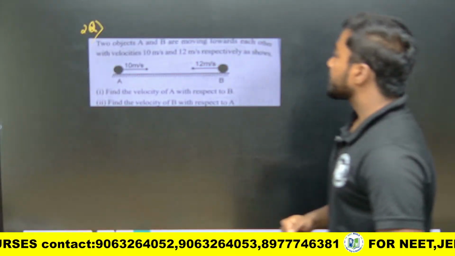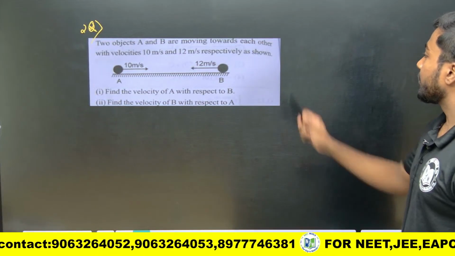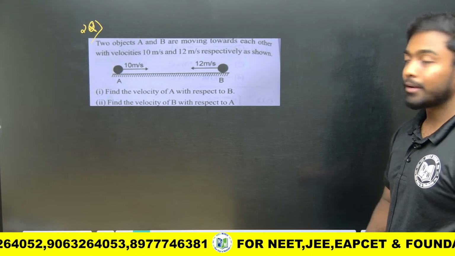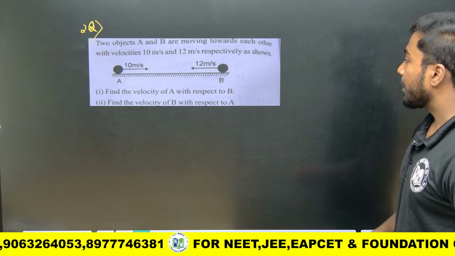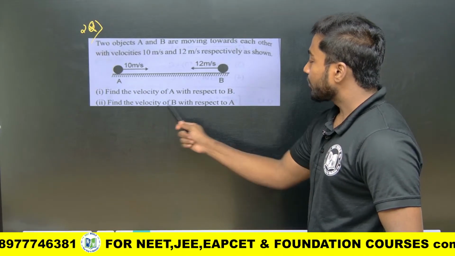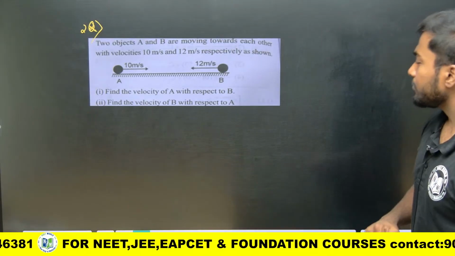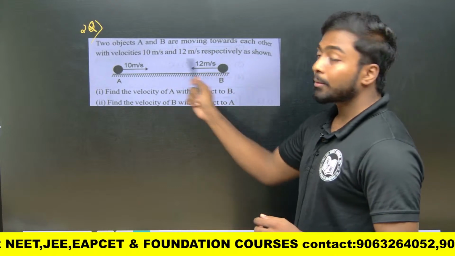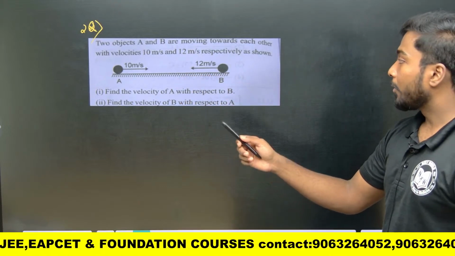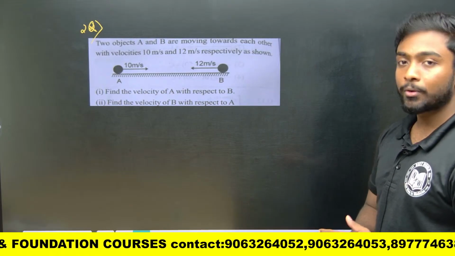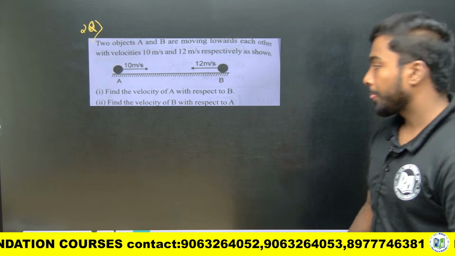Two objects A and B are moving towards each other with velocities 10 meter per second and 12 meter per second respectively, as shown in the given figure. Find the velocity of A with respect to B as well as B with respect to A. In the previous case both were moving in the same direction, but in this case both are moving in opposite directions. One is approaching the other.